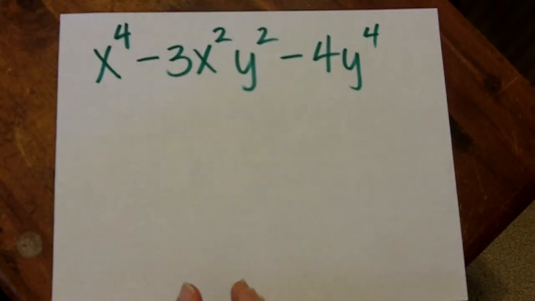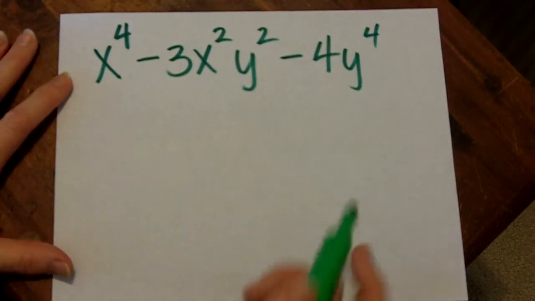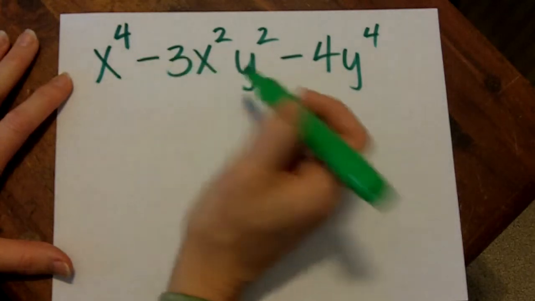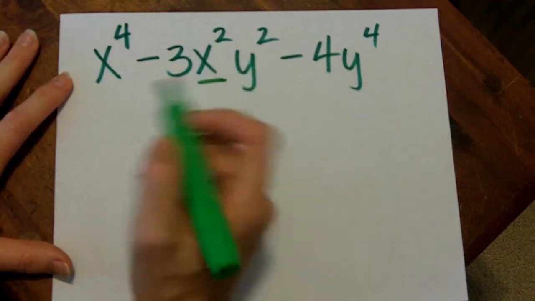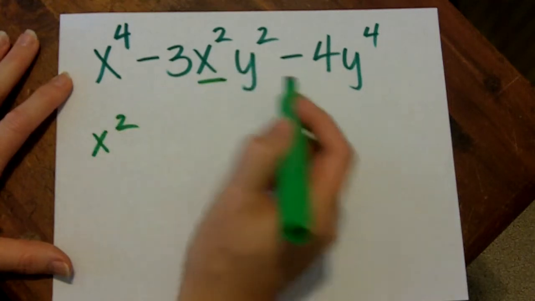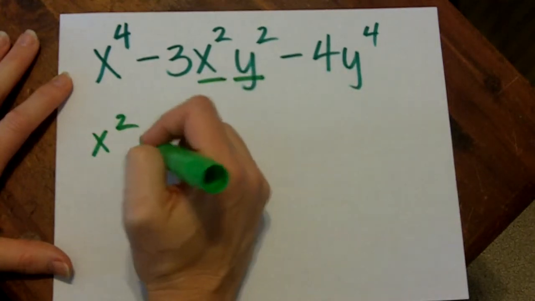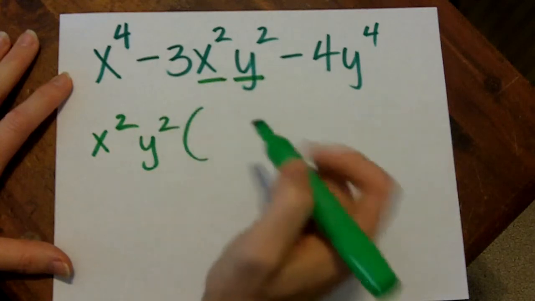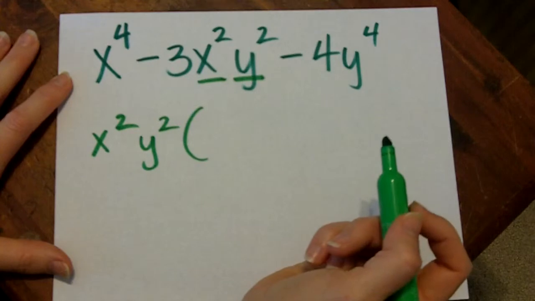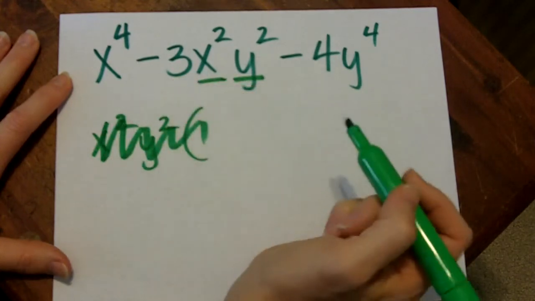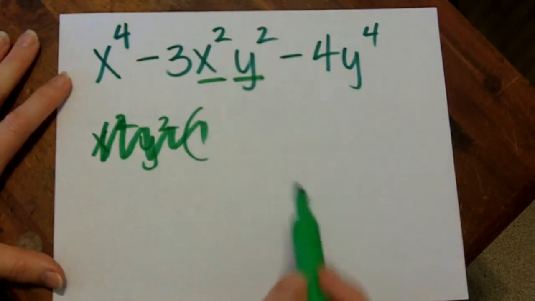Let's look at one more problem. If we had x to the fourth minus 3x squared y squared minus y to the fourth, it's similar to the other problem we've done. They all have x's. The smallest one has x squared. We can pull that out, and we can also pull out the y squared. So if we pull out x squared y squared, what do we have left? Oh, we can't pull out y squared. What am I thinking? That's okay.